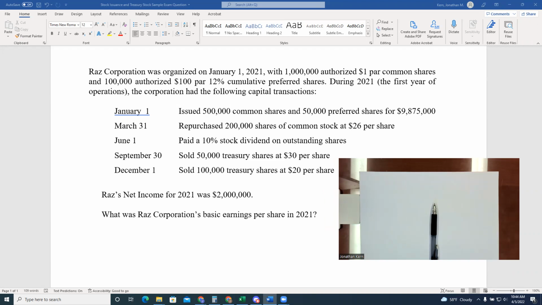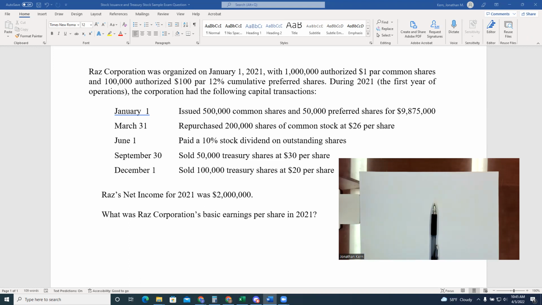And I'm going to be working this using both the time-weighted number of shares approach to calculating weighted average number of shares. And I'm also going to be working this problem using the time-weighted changes to number of shares, which you can also use to calculate the weighted average number of shares. So let's get into working the problem.